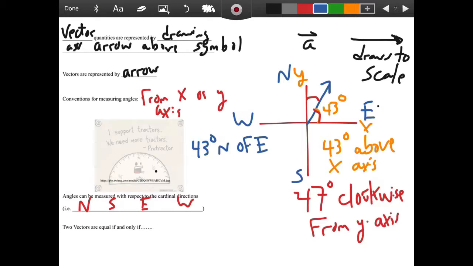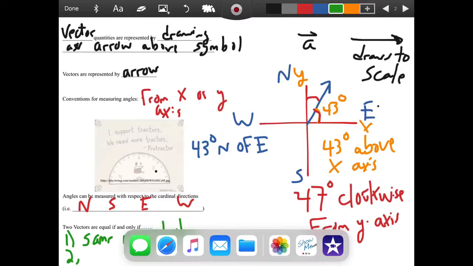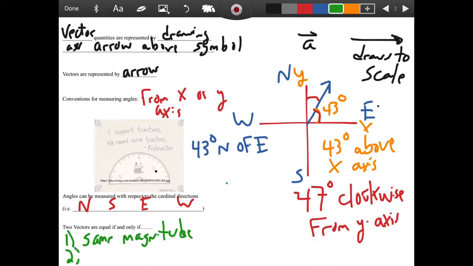Very important: two vectors are equal if and only if, and we're going to have three reasons. The first one is if they have the same magnitude. Again, it's a vector, so if you want vectors to be equal, they have to have the same direction. And number 3, which is the hardest one to get: they have to be measuring the same quantity.